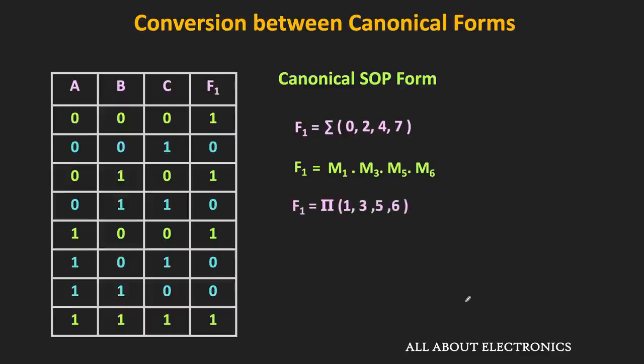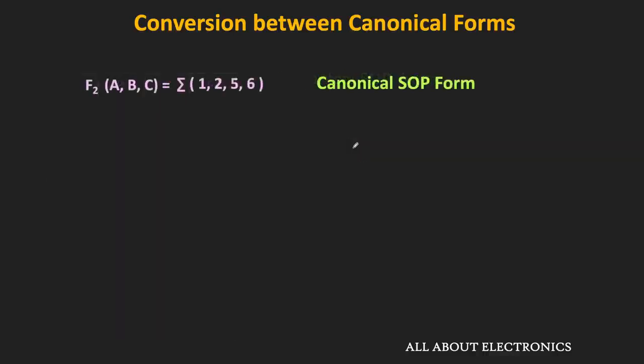So in this way, we can convert any canonical SOP form of expression into the equivalent POS form. And if you closely observe, then this POS form contains the numbers which are not present in the SOP form. That means without the truth table also, we can convert any canonical SOP form into the equivalent POS form, or vice versa, we can convert any canonical POS form into the equivalent SOP form. So to understand that, let us take one more example.